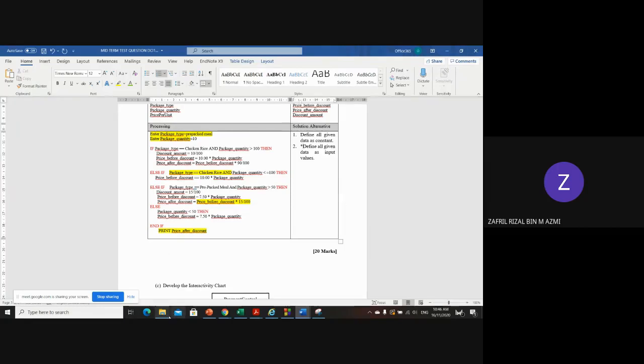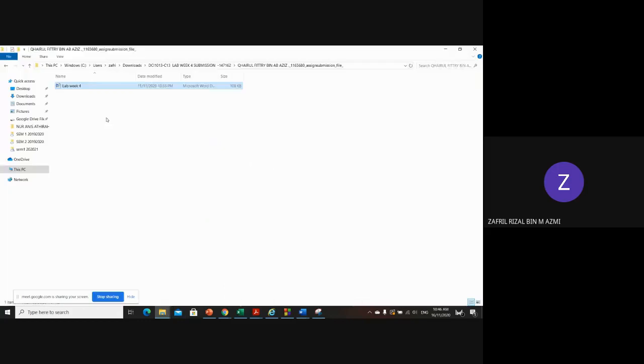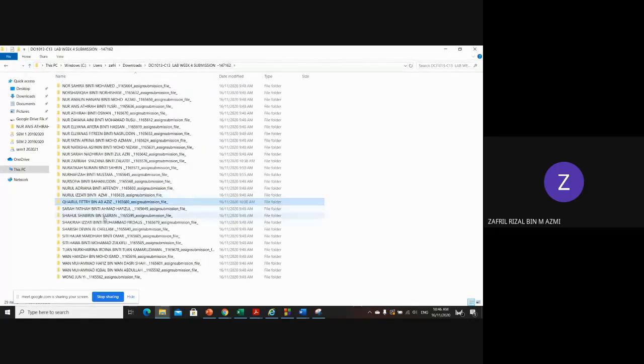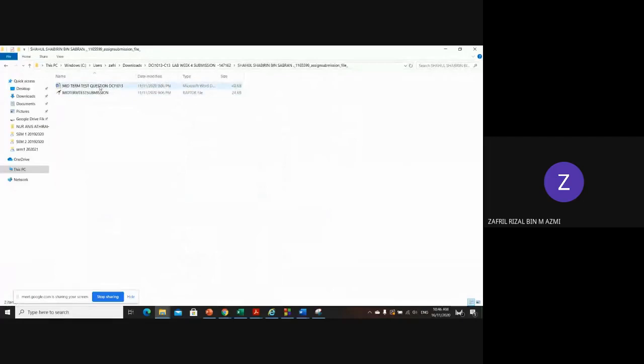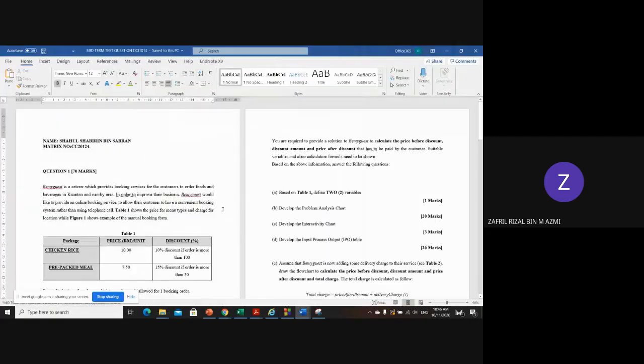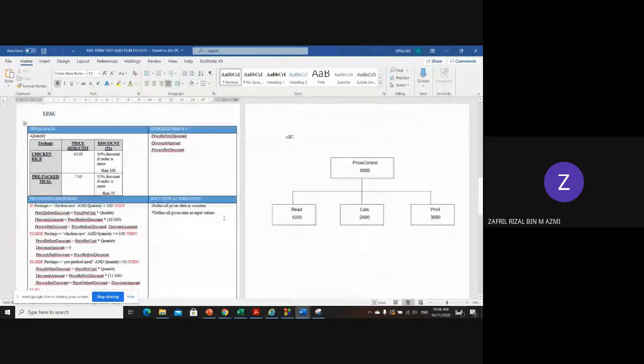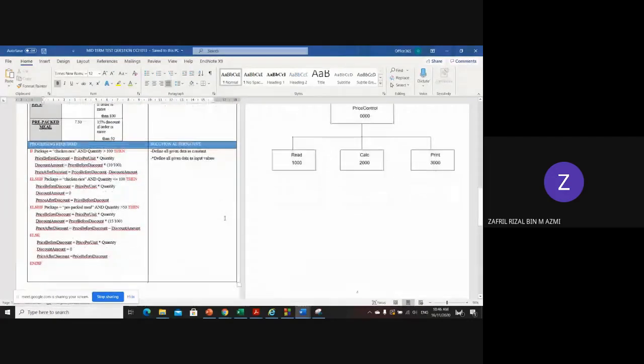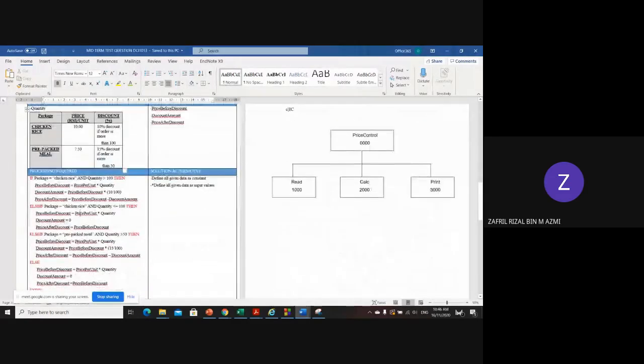Okay, let's look at other answers. So maybe a different answer from your friend. Sharul. Okay, so this is a similar version, but the correct one I think for Sharul. Good one. So if chicken rice quantity over 100, else if chicken rice. Okay, this is the correct one.